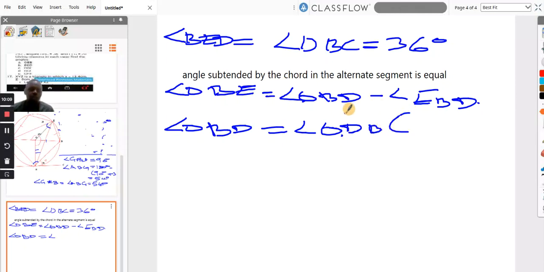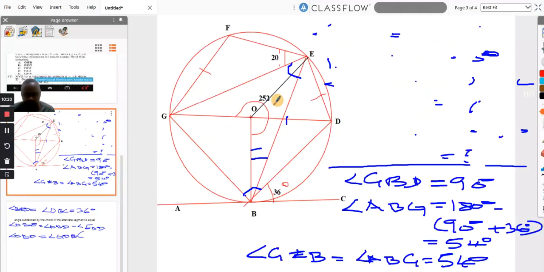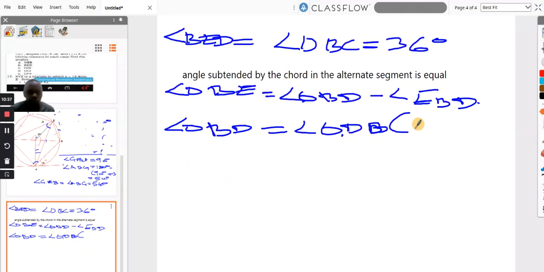The reason is it is an isosceles triangle. So now angle OBD, this angle here, is the same as this angle here, alternate segment. And remember this value here, we found it as 54. If this angle is 54, so meaning that also this angle is 54. So this one is equal to 54 degrees. Now, angle EBD.